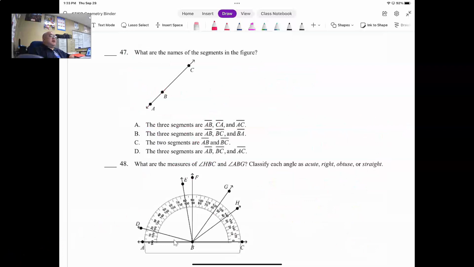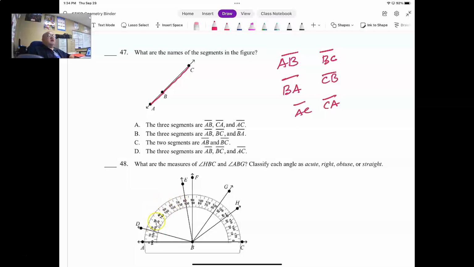47, what are the names of the segments in the figure? Well, we know one of them is AB, segment AB. So another one is segment BA. Another one is segment BC, which could be CB. The other one is AC, segment AC, which could be CA.